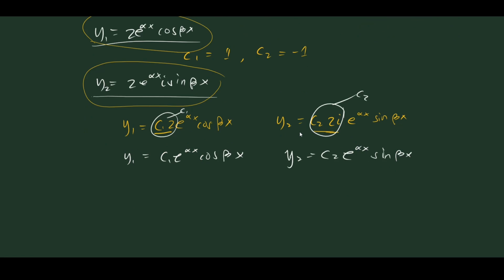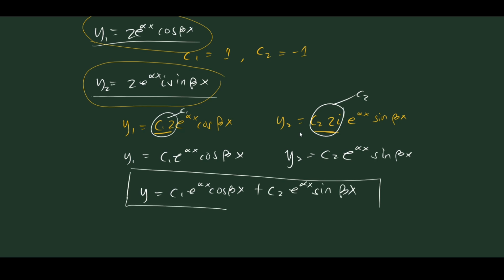Therefore, since these two are linearly independent, we can write our general solution to be y is equal to c1 e raised to alpha x cosine beta x plus c2 e raised to alpha x sine beta x. So this is our result. If we get an auxiliary equation with complex conjugate roots, then this will be the format of our general solution. We will apply this in the next video, and thanks for watching this video. See you in the next one.